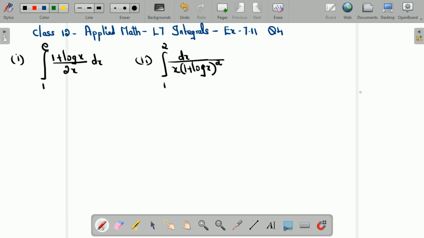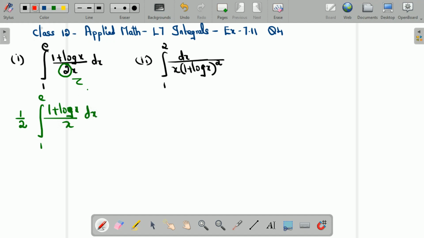In this video, let's find the solution for the fourth question in exercise 7.11. So let's take up the first subdivision: integral between 1 to e, (1 plus log x) divided by 2x dx. First, we can take this 2, which is in the denominator, as common. So this is going to be 1 by 2, integral between 1 to e, (1 plus log x) divided by x dx.